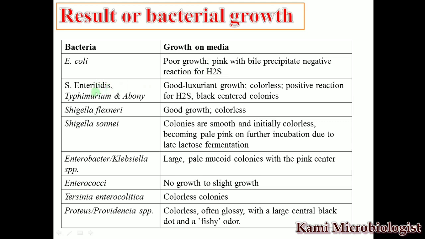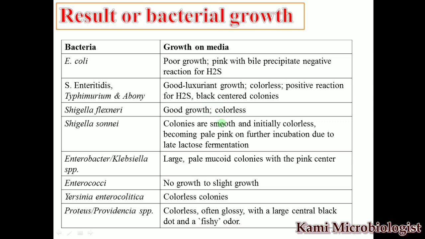Salmonella enteritidis, typhimurium, and abony show very good and luxuriant growth, because this media is specially made for these types of bacteria. We get colorless colonies with a positive reaction for the production of H2S, giving black-center colonies. We have Shigella flexneri, which also shows good growth with colorless colonies.